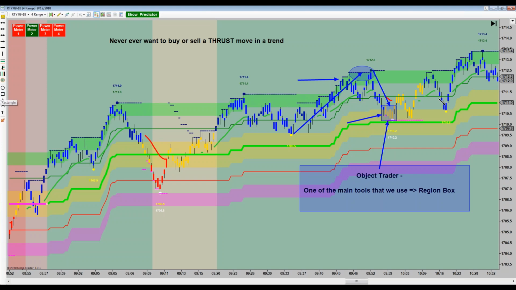How about this retracement right here? Is this a mid-band trade? Yes or no? Right here. That box. Is that a mid-band trade? Yes or no?